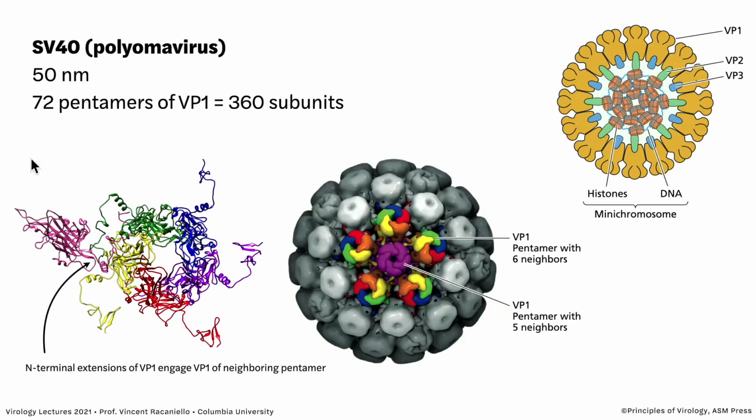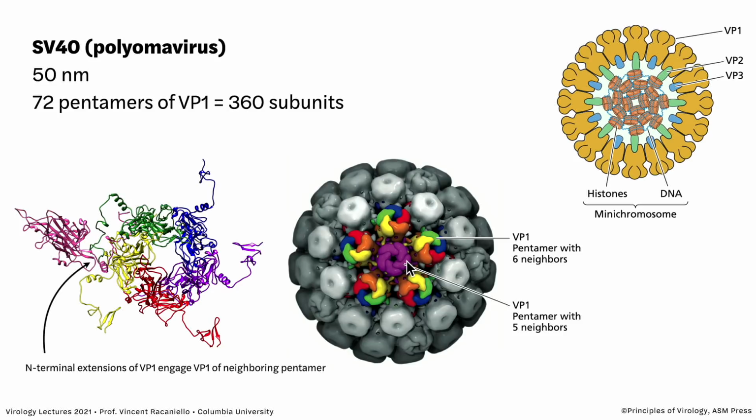Getting even bigger, SV40 is a polyomavirus, 50 nanometers, and this one consists of 72 pentamers of VP1, giving you 360 subunits. And this one is quite interesting. Here's the virus particle. Its structure has been solved. So you have, again, pentamers with 6 neighbors and pentamers with 5 neighbors. It's a little confusing because the basic subunit is VP1 and a pentamer of VP1, 5 copies of VP1, which is shown right here, blue, green, yellow, red, purple.